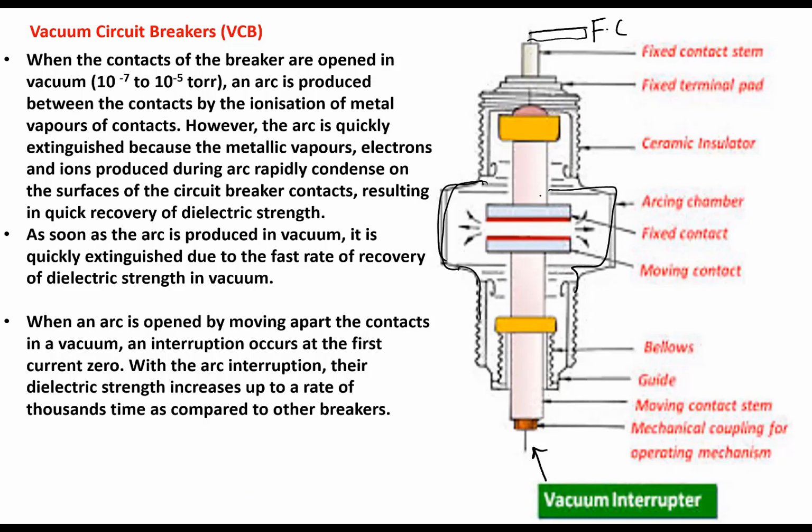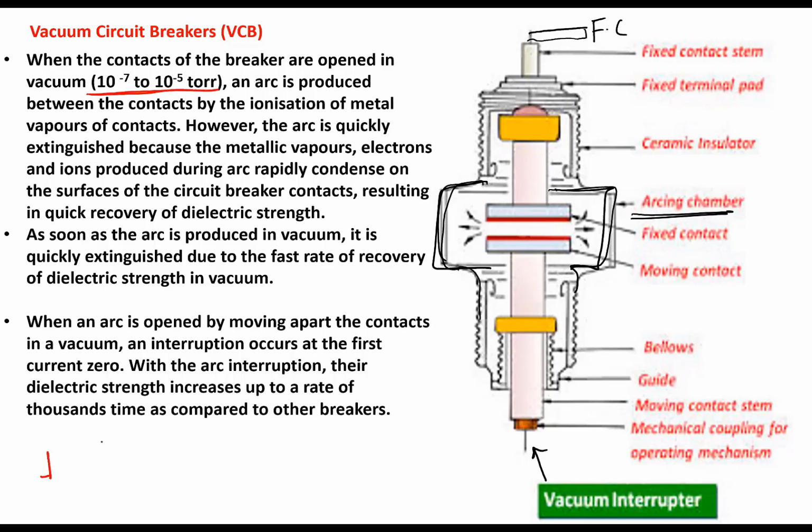Understand? So here you can see the fixed and moving contact are getting separated in the vacuum chamber and the arcing chamber. So the contacts of the breaker are opened in vacuum. The vacuum pressure inside the vacuum interrupter is 10 power minus 7 to 10 power minus 5 torr.